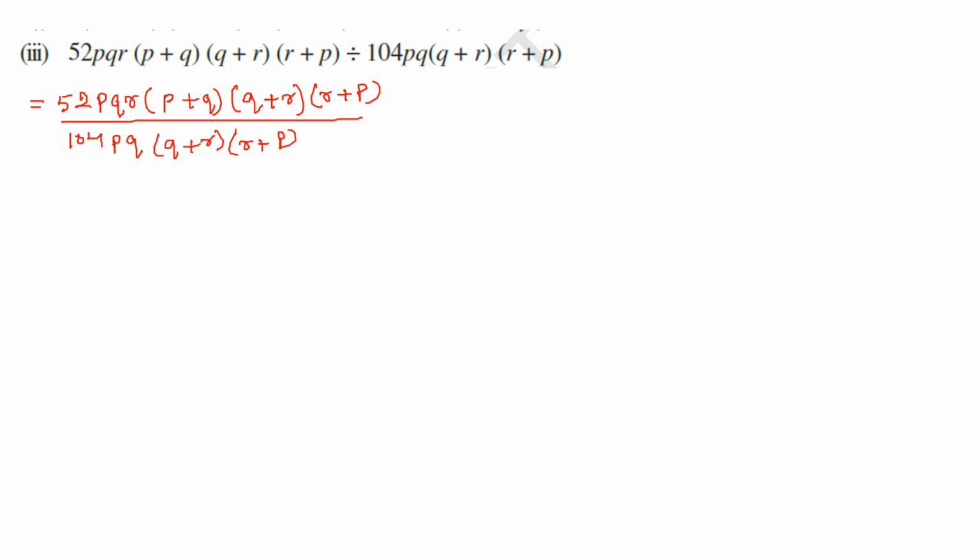If you see the numerator and denominator, this Q plus R will get cancelled. R plus P also will get cancelled. P and P will get cancelled and Q will get cancelled. So I am left with 52 by 104 multiplied by R into P plus Q. Now 52 times 2 will give me 104. So 52 times 1, 52 times 2. So my answer is 1 by 2 times R multiplied by P plus Q.